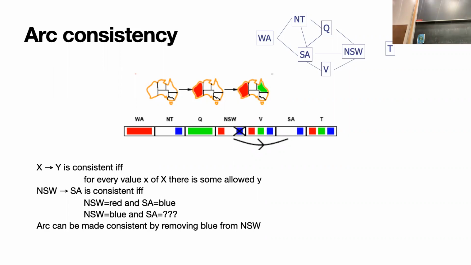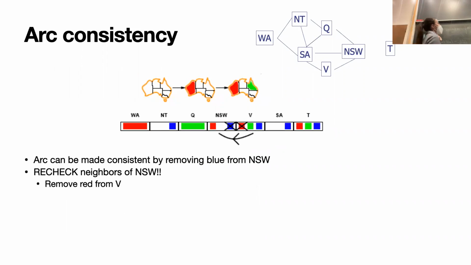Just a couple of things to take away. Arc consistency is directional. You go through every value in X and you make sure there is some allowed Y. For those of you who are in math, there are lots of mathematical properties about it. There's reasons it's written this way. I can talk a little bit after class. But check every value of the domain X that there is some allowed Y. So, again, the arc can be made consistent by removing blue from New South Wales.